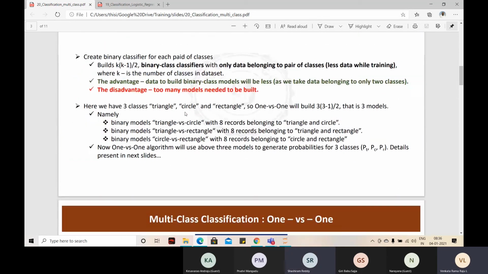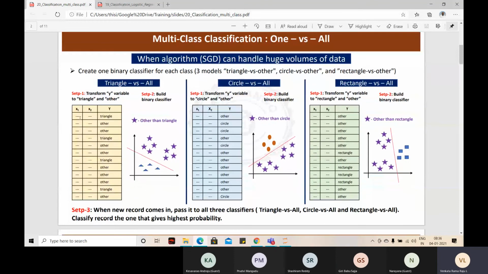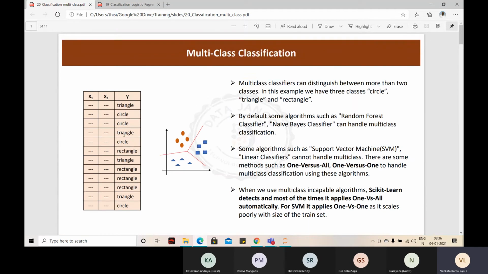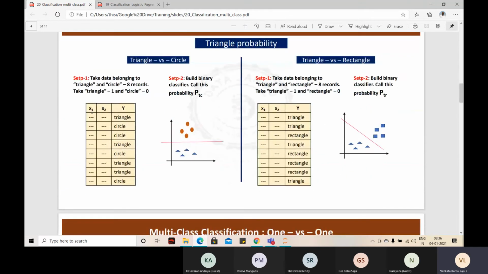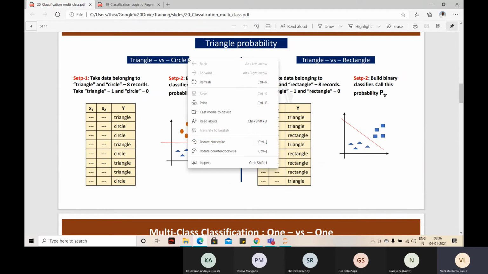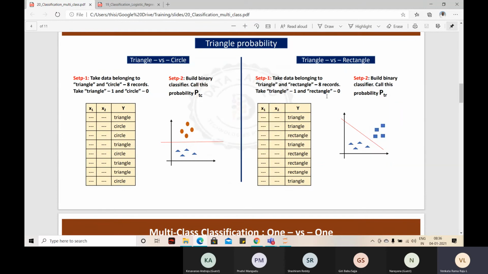Okay, so in this data set, we have around 12 records. There are triangles, rectangles, and circles. In the 1 versus 1 algorithm, it will take triangle versus circle and triangle versus rectangle. Two models it is building for triangle only. Then it built a model, took a record and tried to predict for this record. Okay, took the first record and tried to predict.